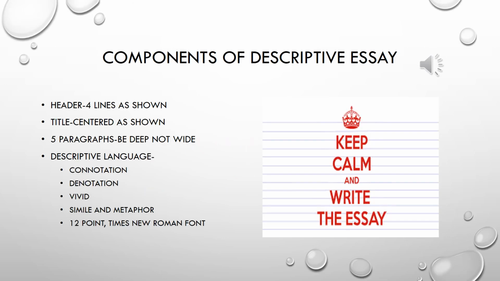Like other forms of writing, the descriptive essay has certain components that are required. The header is very different from the APA style header that you've been using. There's 4 lines. They should be in the same order, and you'll see that example coming up. The title will be centered, and you'll see that.